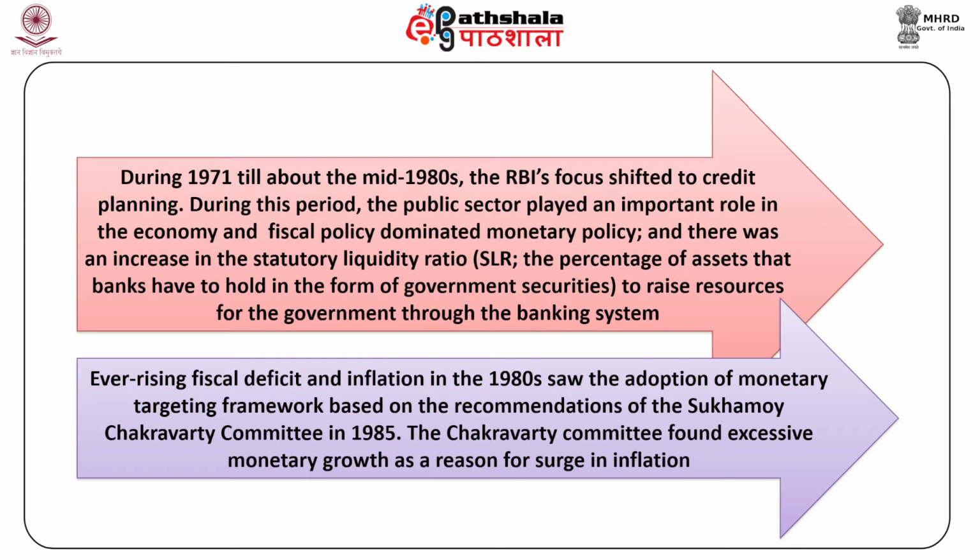Ever-rising fiscal deficit and inflation in the 1980s saw the adoption of a monetary targeting framework based on the recommendations of the Sukhamoy Chakravarty Committee in 1985. The Chakravarty Committee found excessive monetary growth as a reason for the surge in inflation. Under the new framework proposed by the committee, reserve money was to be used as an operating target and the broad money, that is M3, as an intermediate target.